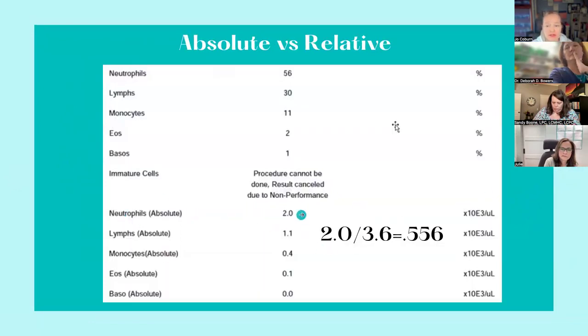So neutrophils, the absolute number is 2.0. The total number was 3.6. When you divide it, you get 55.5555 repeating, which rounds out right here to 56. Everybody understand how they get those numbers?